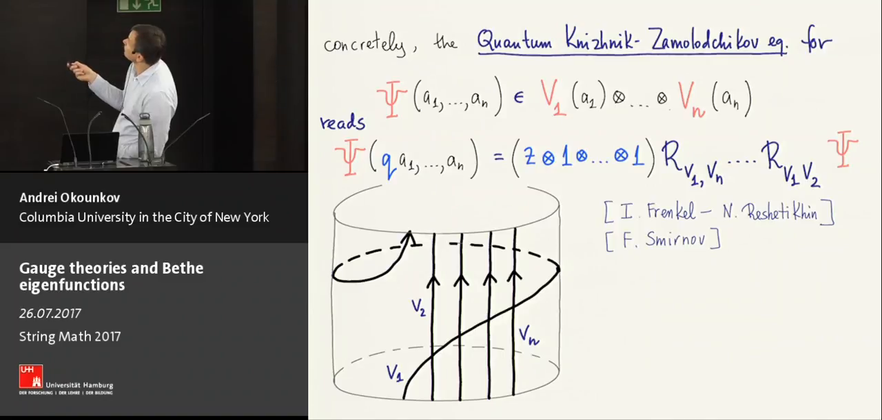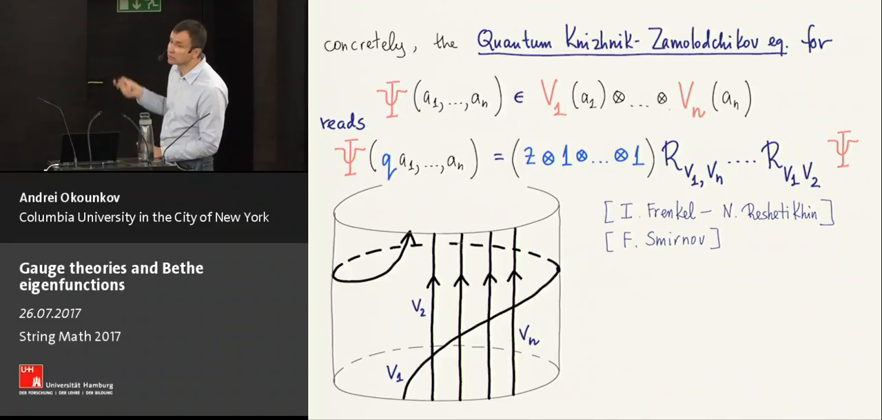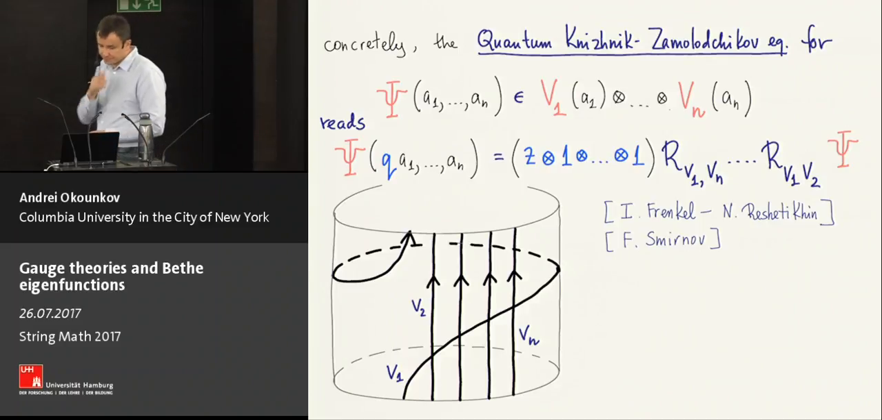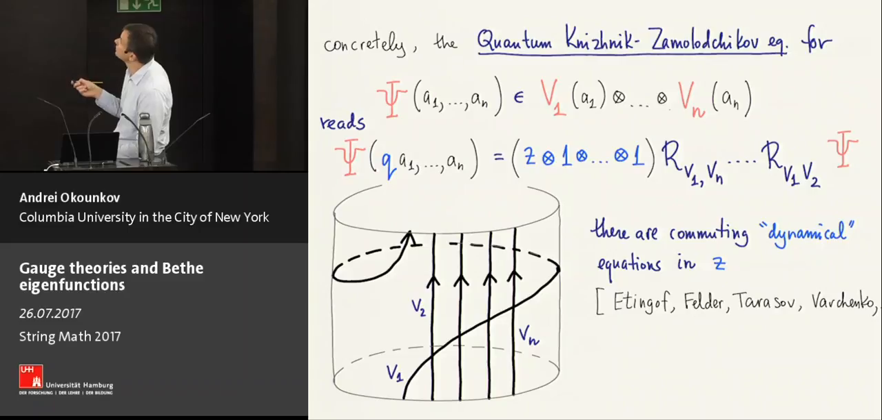that, as stated, were written by Frenkel and Reshetikhin. Very similar operators are, of course, known in the context of the study of form factors in integrable models, and particularly notably in the work of Fyodor Smirnov. The beauty of the situation is that there are commuting difference equations for every single parameter you see. In particular, there's a commuting difference equation in the variable z, and those are known as dynamical equations, studied by many people.